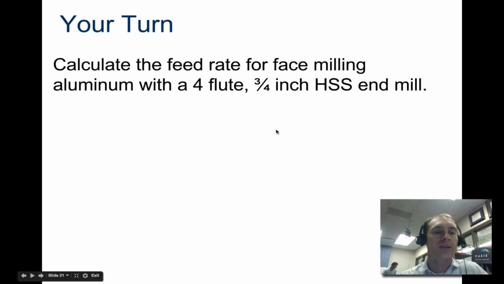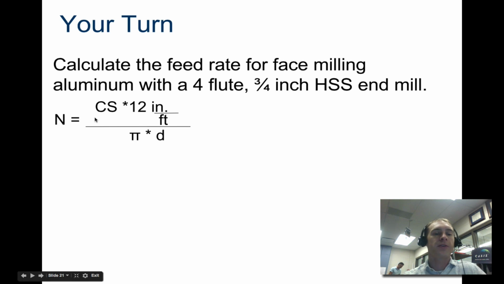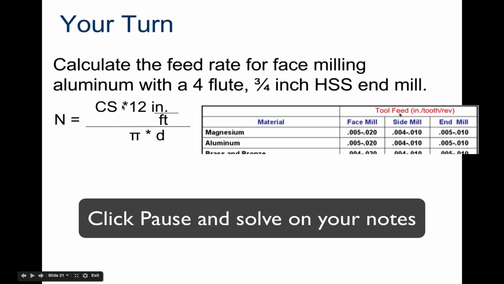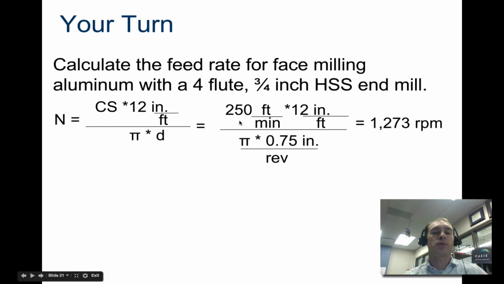Now I want you to do this. Calculate the feed rate for face milling aluminum with a 4-flute, 3/4 inch high-strength steel end mill. The first thing you're going to need to do is calculate the spindle speed. Once you plug in the 250 for aluminum and the 0.75, because it's 3/4 inch, you should get 1,273 RPM, rounded to the nearest whole number.